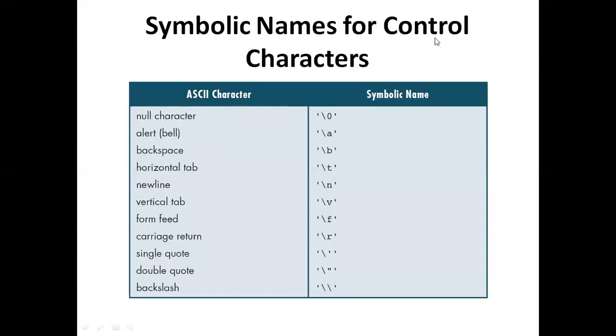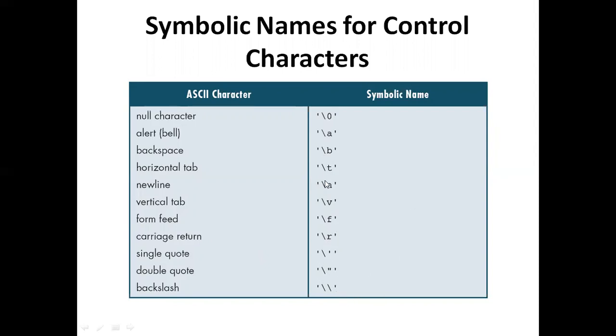Symbolically, the names of the control characters are called character constants. What are the different types we have? Slash 0 is the null character, slash a is the alert, slash b is backspace, slash t is horizontal tab, slash n is new line, slash f is form feed, slash v is vertical tab, slash r is carriage return, and single quotes and double quotes are displayed with a slash.